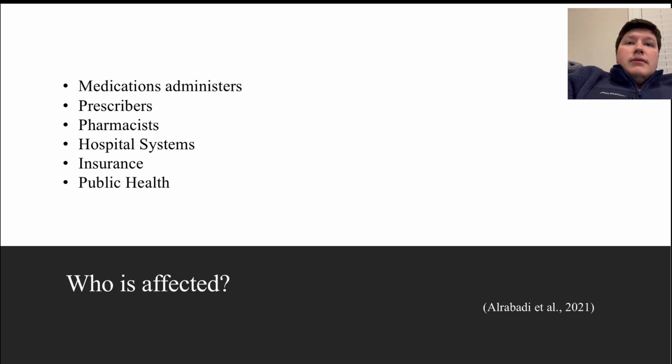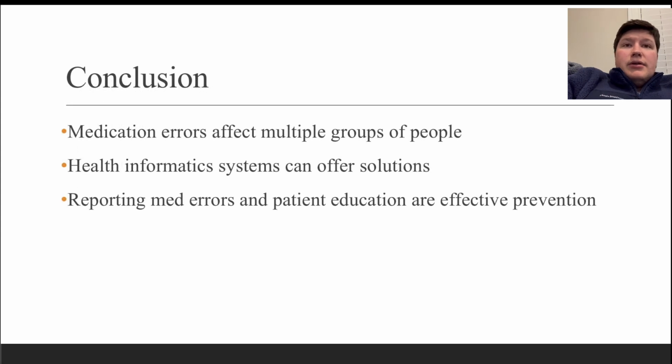So to conclude all of this, medication errors affect multiple groups of people. It's still a serious issue within healthcare. Healthcare informatics systems can offer solutions to the problems that we're facing, and reporting med errors and patient education are considered very effective in the prevention of medication errors.